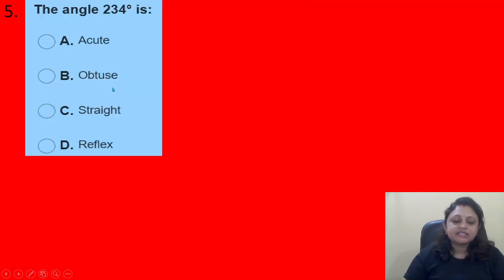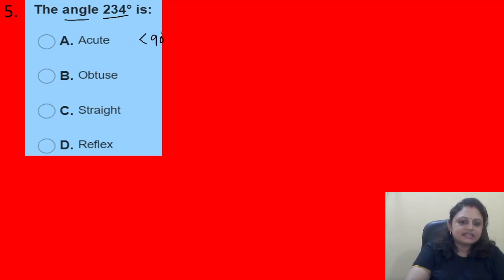Coming to the next question: the angle 234 degree is option A acute, B obtuse, C straight, D reflex. So the angle given is 234 degree. You know acute angle is less than 90 degree, obtuse angle is more than 90 degree but less than 180 degree, straight angle is 180 degree, and reflex angle is greater than 180 degree.